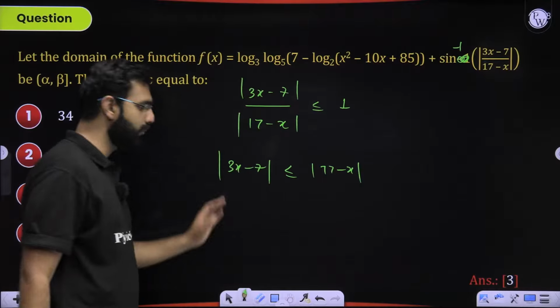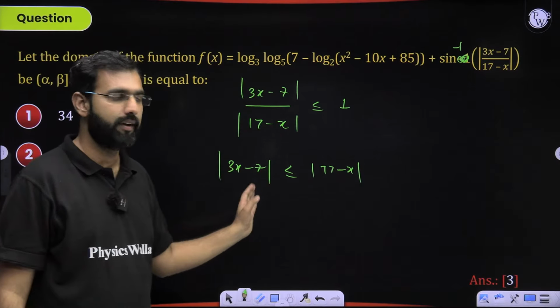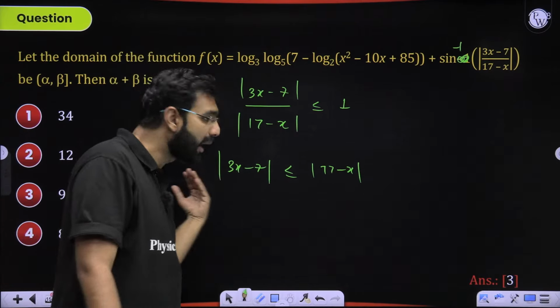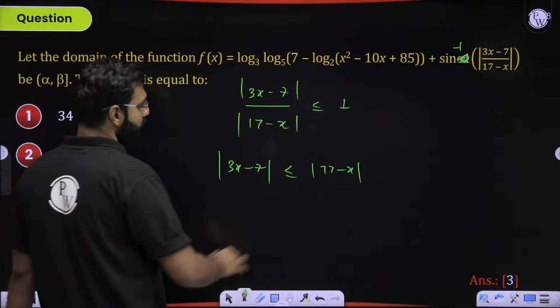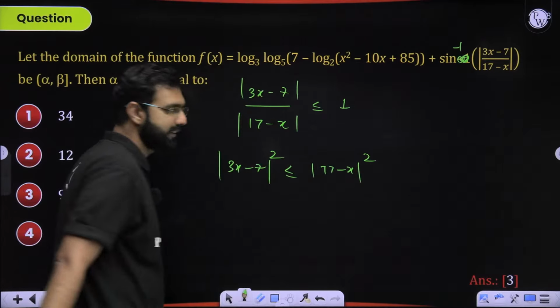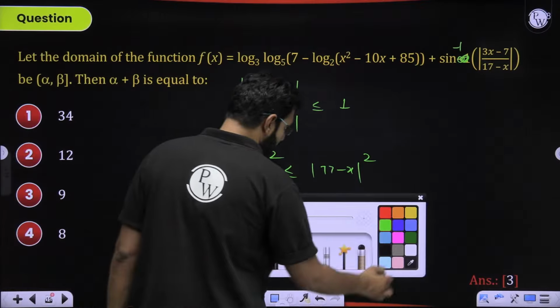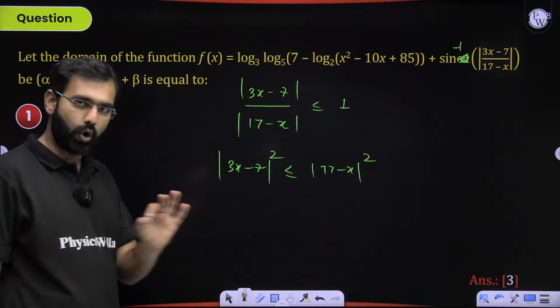Now to get rid of the mod, both are non-negative, so both are positive. So I can square both the sides. When I square both the sides to get rid of mod, I hope you can solve it like this. This is one of the methods how you solve inequalities based on modulus. Everybody understood whatever I've done so far? All of you are with me.